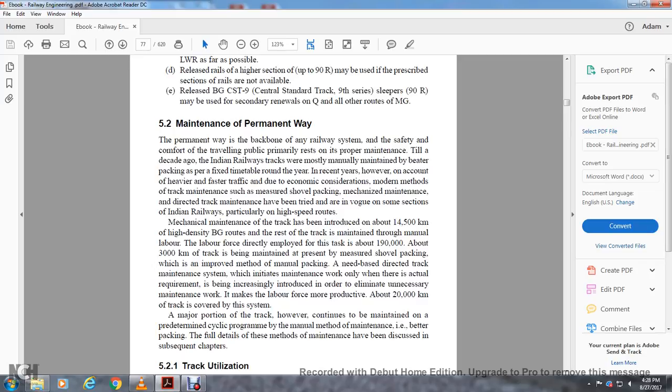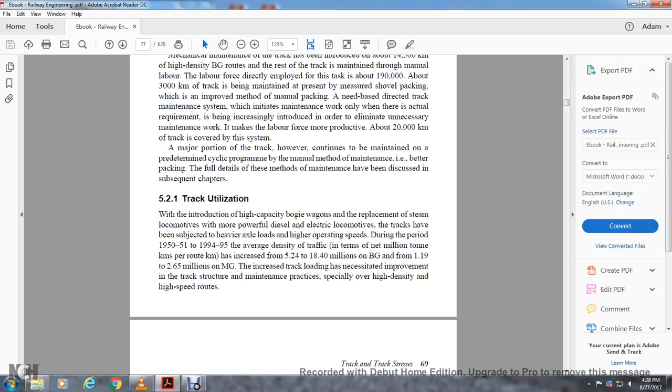A major portion of the track, however, continues to be maintained on a predetermined cyclical program, with manual methods of maintenance better than packing. Fully detailed methods of maintenance are discussed in subsequent chapters.